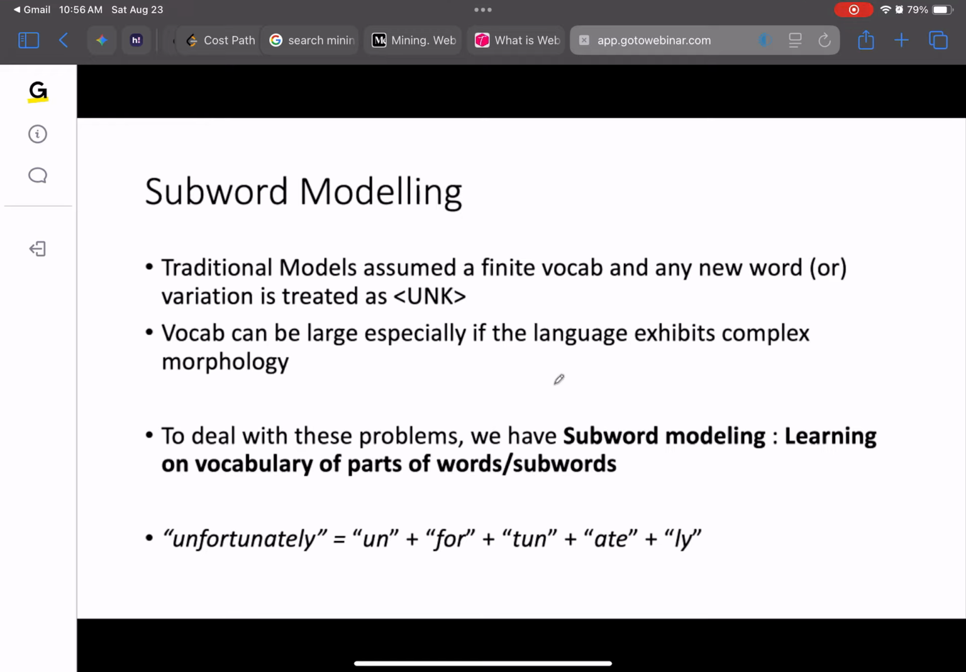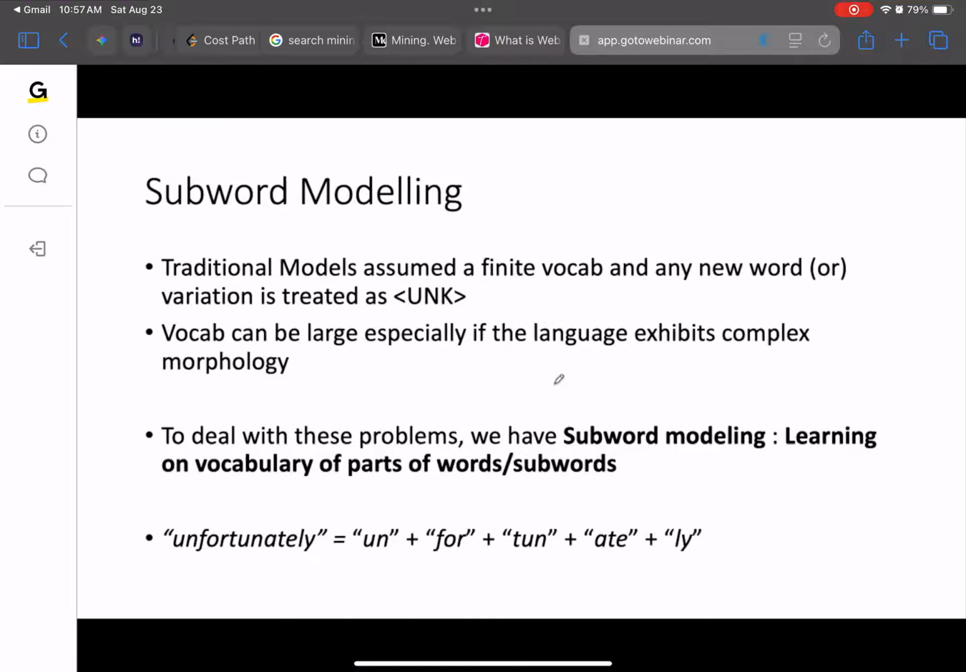Also, if you want to cover all the words that are there, let's say we have some languages such as Swahili, etc., which have complex morphology, we can combine certain words, or different prefixes and suffixes can be appended to words. So if we want to consider all words in the vocabulary, that vocabulary will be extremely large. It's not feasible to consider such a large vocabulary.